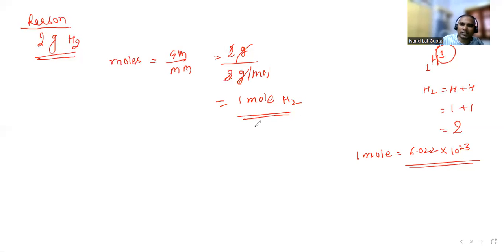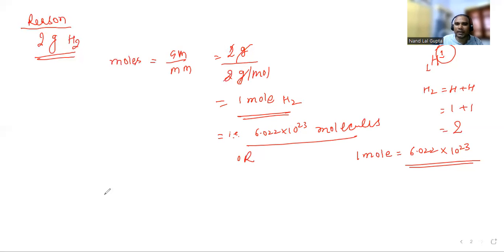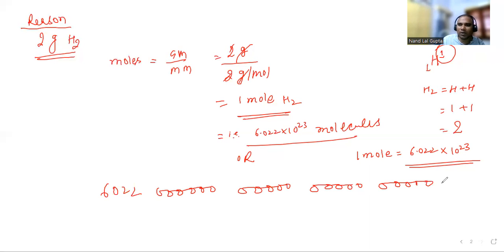Now 1 mole H2 gas means we can write 6.022 into 10 power 23 molecules. This many are there. Suppose you are not writing in this format, how can you write it? You can write 6022, then after that 20 more digits, 1, 2, 3, 4, 5, then 1, 2, 3, 4, 5, then 1, 2, 3, 4, 5. And lastly, these many molecules will come.